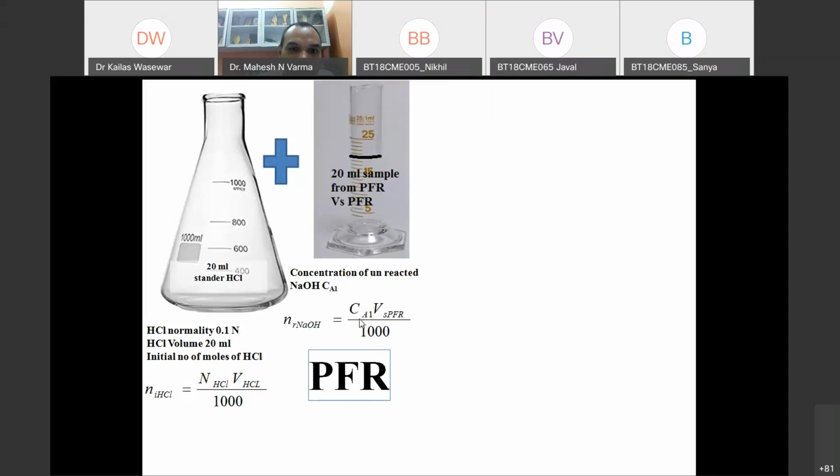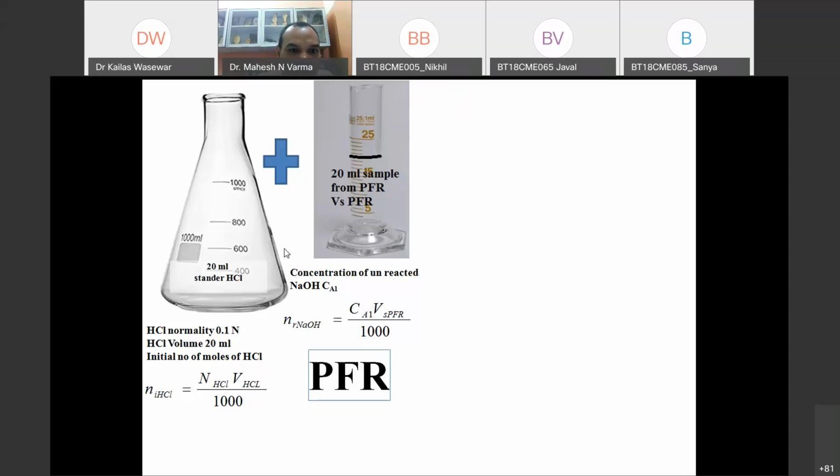This is the concentration of NaOH multiplied by the volume of sample taken from the PFR, Vs. Again, this concentration is in moles per liter and this volume is in ml. So the 1000 is nothing but the ml per liter, because the concentration is in moles per liter and the volume is in ml. So this is the number of remaining NaOH, Nr, in my sample.